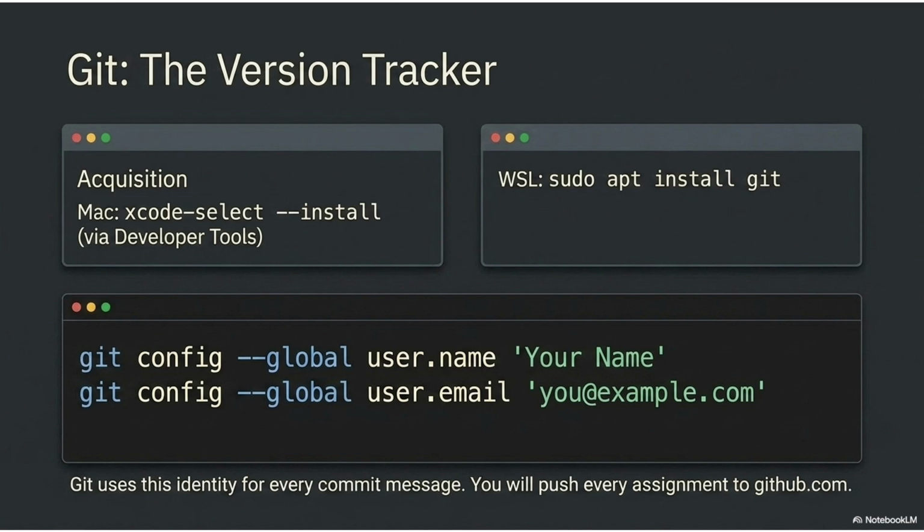After installation, configure your global identity with 2 commands. git config --global user.name and then your username. And git config --global user.email and your school email. Git uses this identity for every commit message. Your commits on GitHub will show your name and email. Use the same email address for both your Git config and your GitHub account. If they don't match, your commits won't be attributed to your GitHub profile, and your contribution graph on GitHub won't record your work.